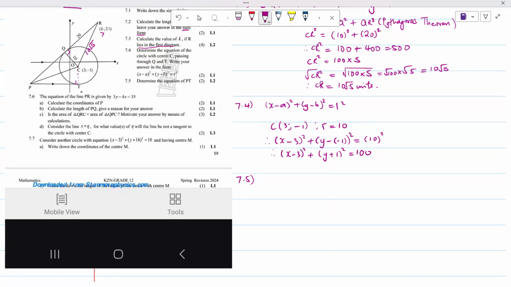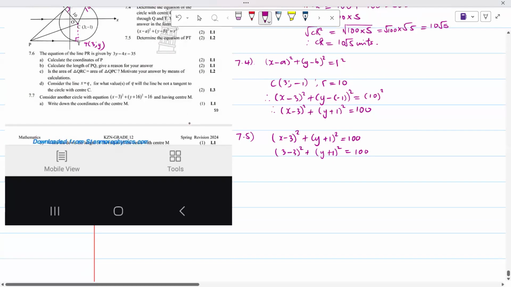Therefore, the coordinates of T are going to be 3 and some y value that we don't know. Since this point lies on the circle, I can substitute it into the equation and solve for y. The equation says x minus 3 all squared plus y plus 1 all squared equals 100. Substituting the point, x becomes 3 minus 3, squared, plus y plus 1 squared equals 100. Therefore, y plus 1 all squared equals 100, because 3 minus 3 gives 0, and 0 squared gives 0.